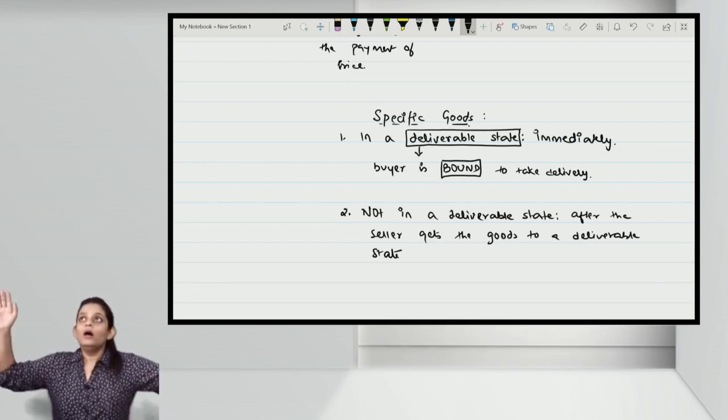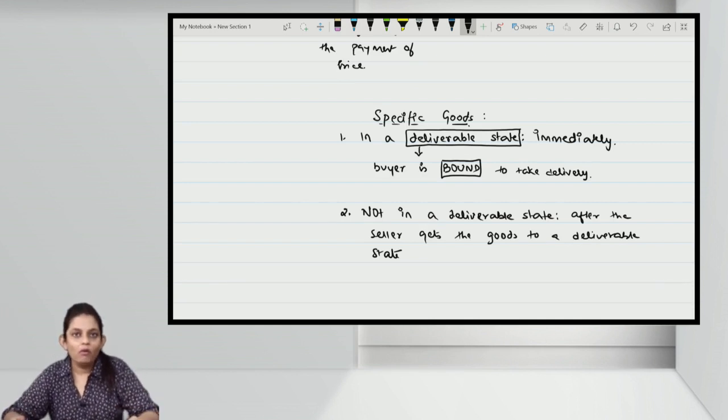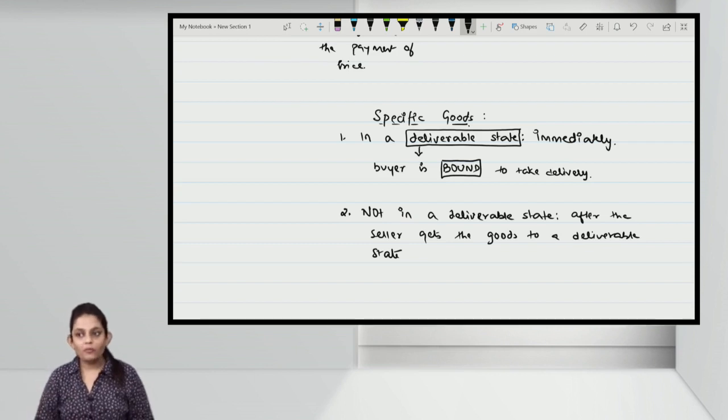Will I get a dream? My goods are ready, let me go and take. No. He has to inform me, only then I will know, right? You have brought it to a deliverable state. How am I supposed to know they are brought to a deliverable state? I will know only when you inform me.